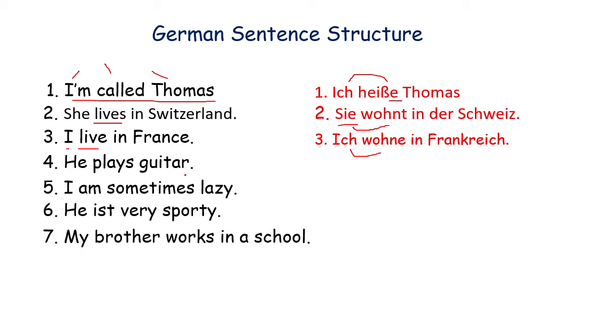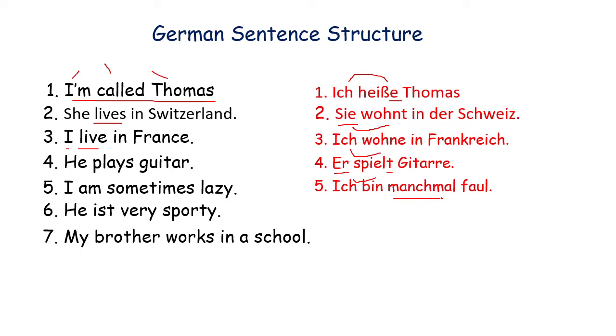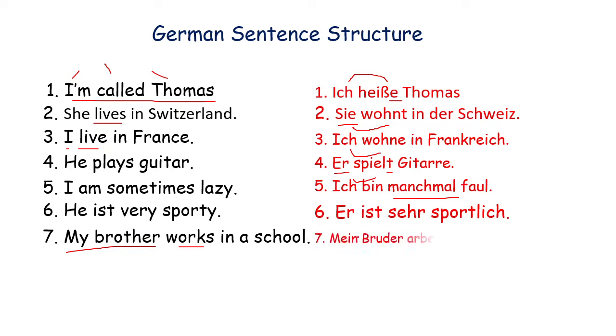He plays guitar. We remove en and add t. Er spielt Gitarre. I am sometimes lazy. Ich bin manchmal faul. He is very sporty. Er ist sehr sportlich. My brother is the third person, he. So we write, Mein Bruder arbeitet in einer Schule. Conjugate as per the subject.